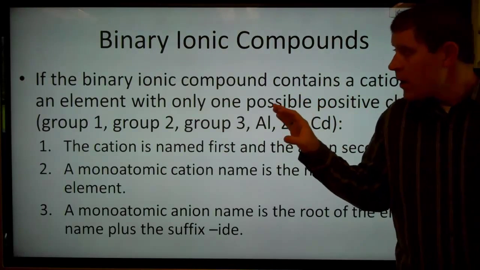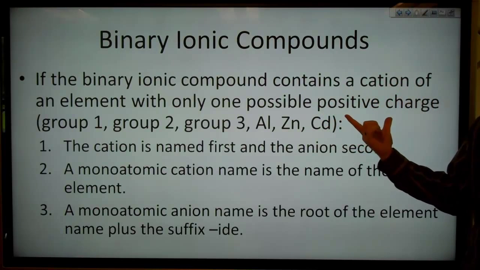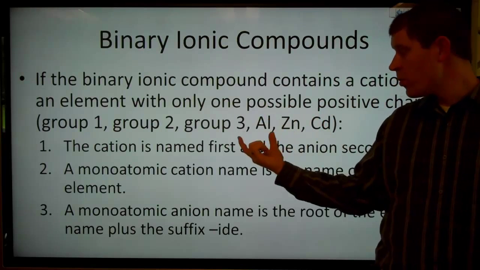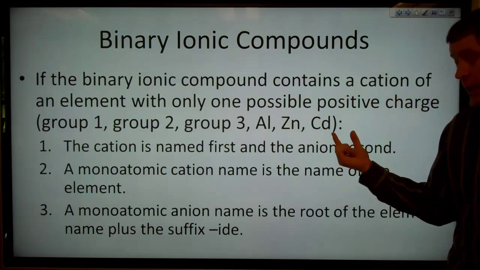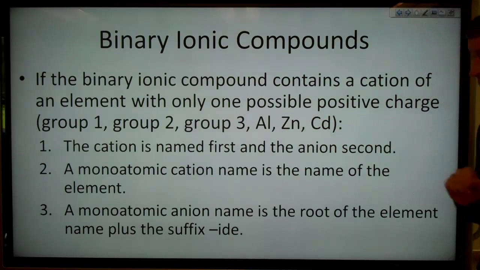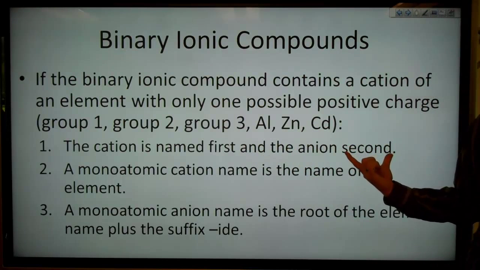So if the binary ionic compound contains a cation of an element with only one possible positive charge, so this is groups 1, group 2, group 3, and aluminum, zinc, and cadmium. If our cation is from one of those elements, or from one of those groups, then our cation is named first and our anion second.